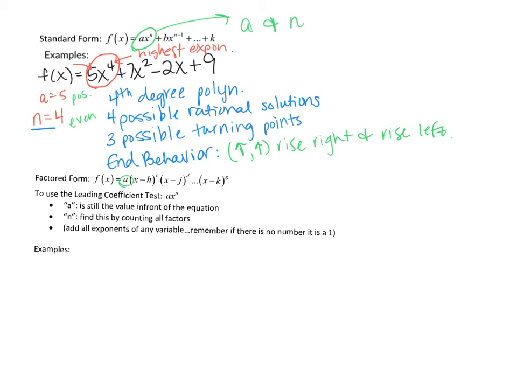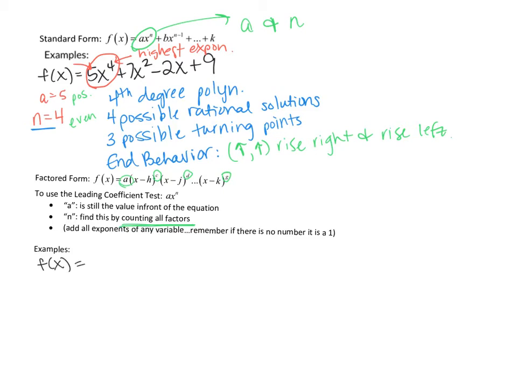So what I'm going to have to do is count all of the factors up, meaning I'm going to have to take every single exponent, or every single x, and add it together. So let's look at an example of what that's going to look like, because I think it's a little bit easier when you see an example.